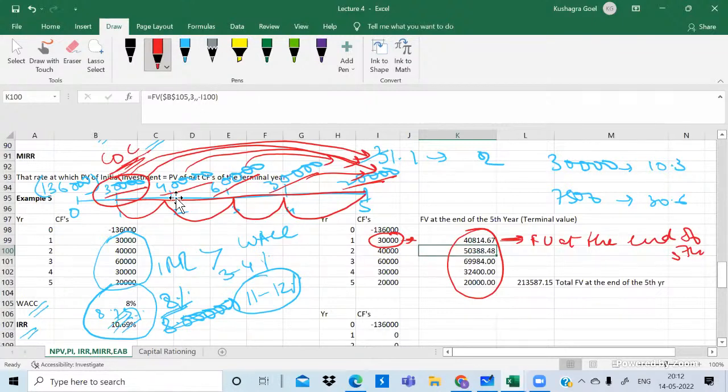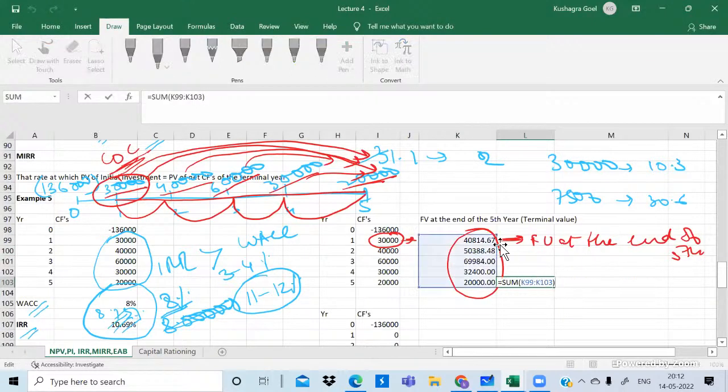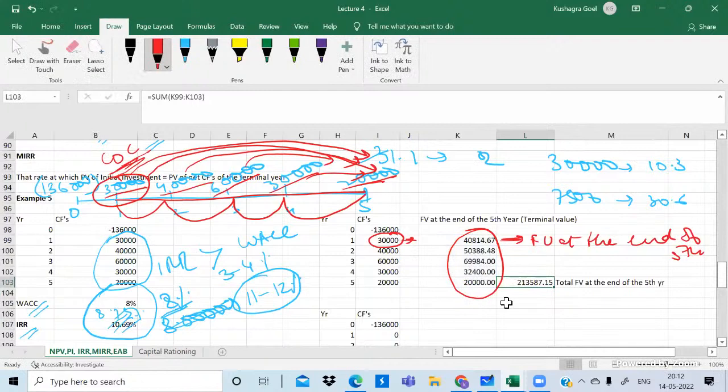Okay, fine. So now what I've done is I've converted all these numbers and I've calculated the future value of all these numbers at the end of the 5th year. So now if I sum them up, I add this 40,000, 50,000, 69,000, 32,000 and 20,000. I get a total figure of 2,13,587. So this is nothing but the total future value at the end of the 5th year.